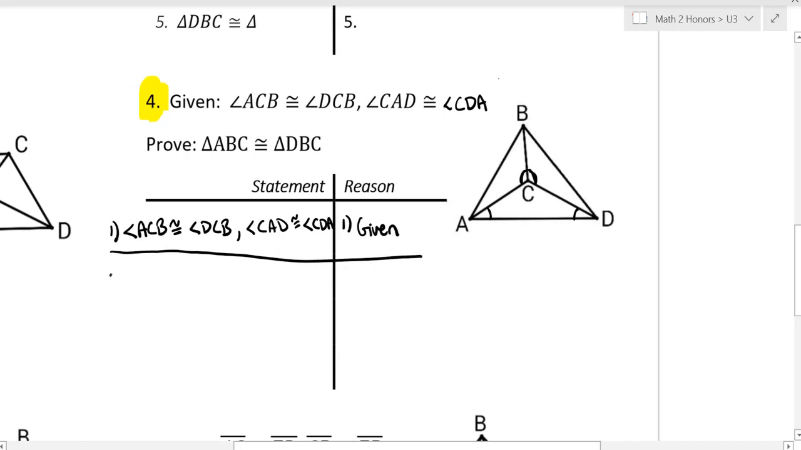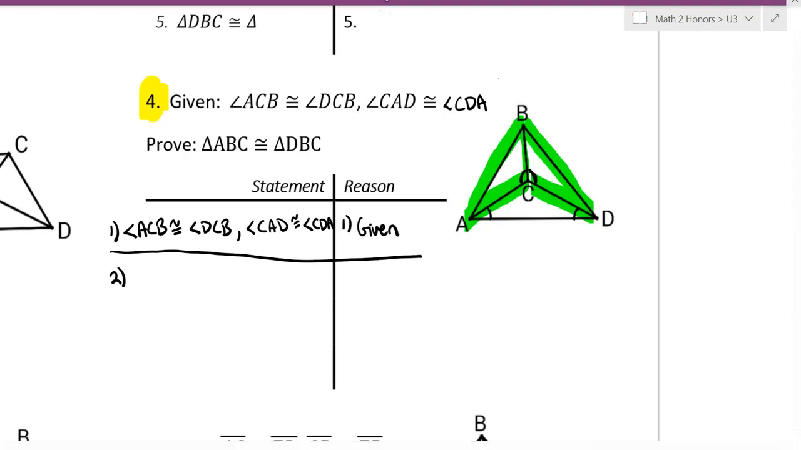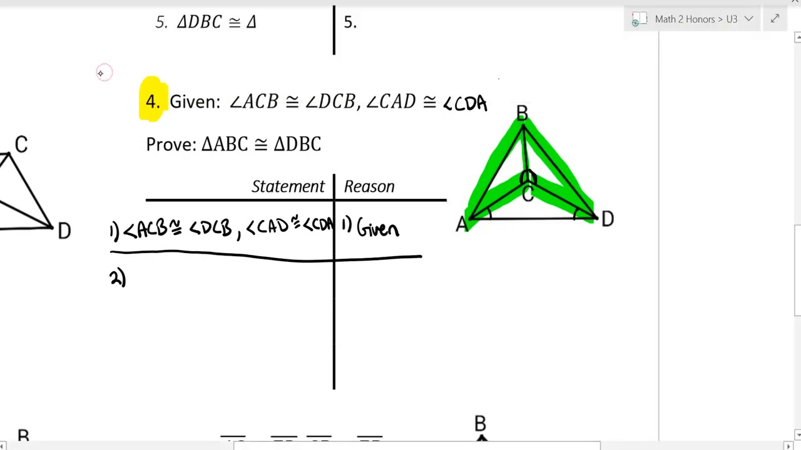Our goal is to prove, and I'm going to highlight them, that ABC, this triangle here, is congruent to DBC, this triangle here. What I highlighted in green, we want to show that those two triangles are congruent. Right now, all we have is one angle in one congruent to one angle in the other, which is not enough information. If we look at those two triangles, they share a side, they share BC.